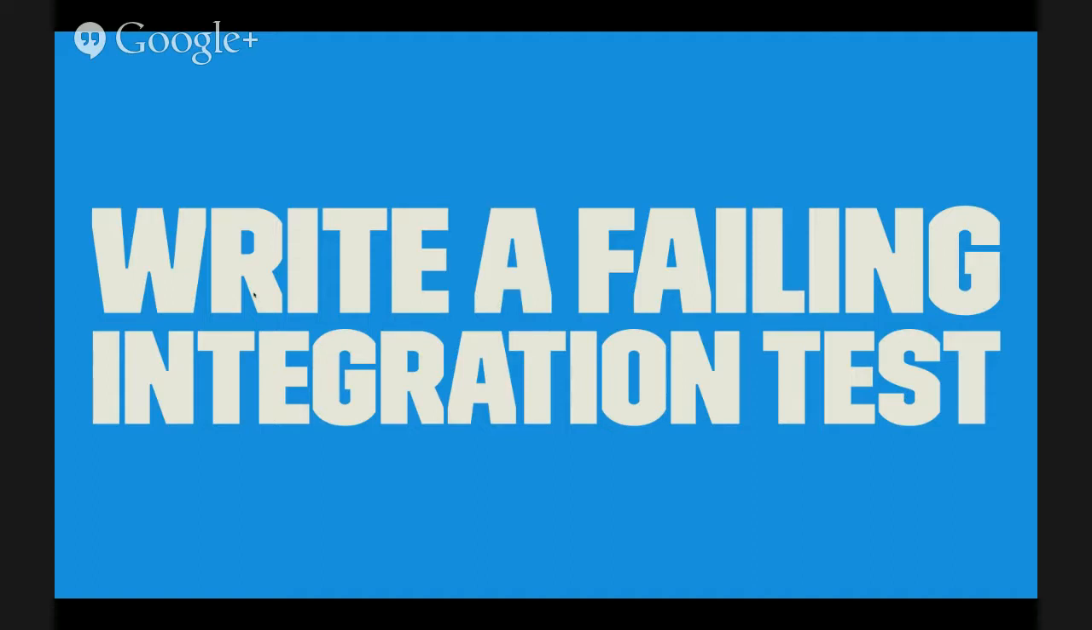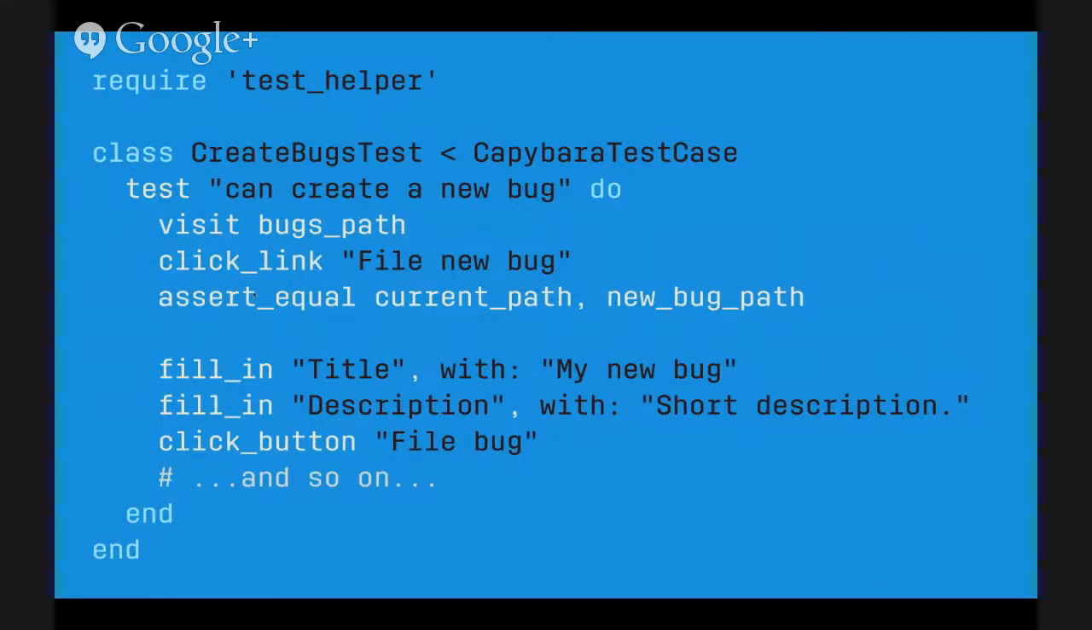So for the sketch I drew, this is what my test would look like. Can you see how well this matches the sketch? The test reads exactly how I describe the feature to somebody else over the phone. First, you visit the bugs page. Then you click File New Bug. Are you on the new bug form? Good. Fill in the title and description, and click File Bug, and then so on and so forth.